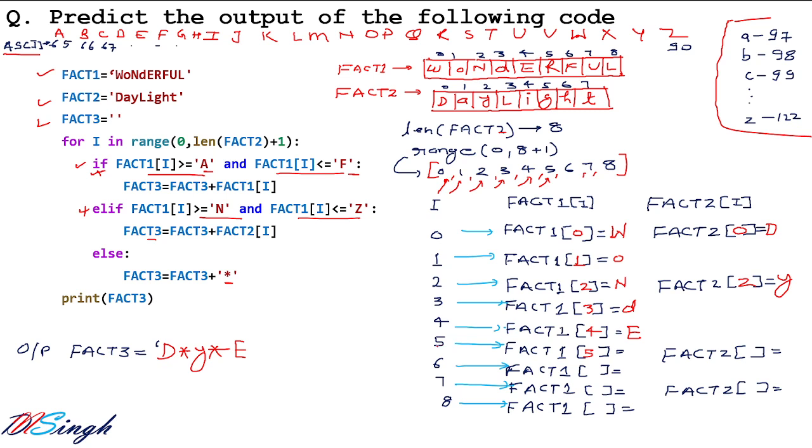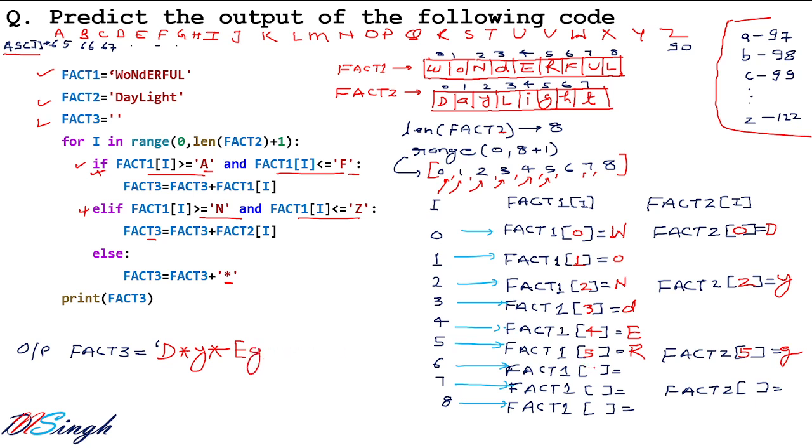Next iteration, I value will be incremented and the next value of I will be 5. Fact 1 of 5, what is the value? Capital R. So R is in the range, it is greater than N and less than Z. So it will go to the elif part. So what will it do? What is the value of the fact 2 variable at index I? Index I value is what? 5. At the fifth index, what is the value in the fact 2 variable? That is G. So G will be concatenated.